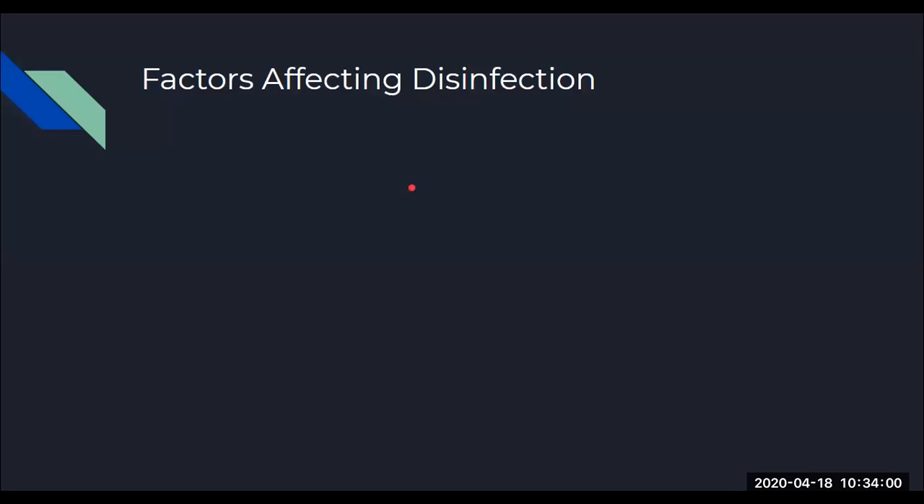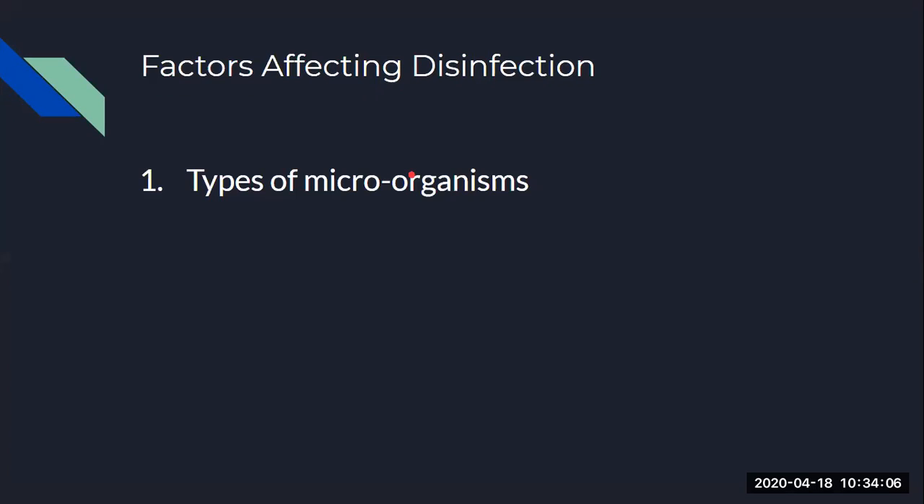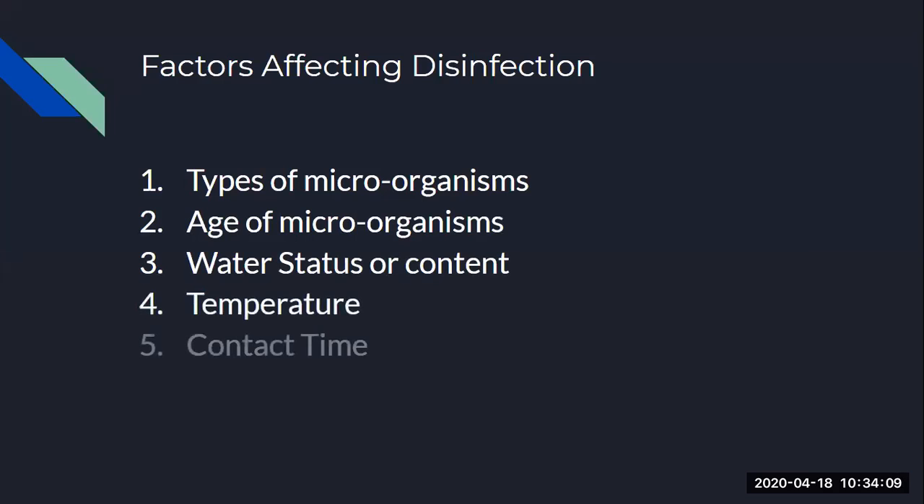Okay, so let's look at some of the factors affecting disinfection. We have about five of them. The first one is the types of organisms. When you think back to things like Cryptosporidium and Giardia, especially in the cyst or oocyst form, they are more hardy and they tend to resist disinfectants a bit more, especially chlorination. So the type of organism is important. It will determine how effective our disinfectant will be.